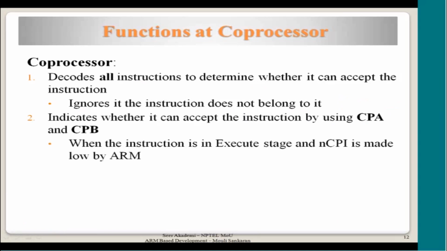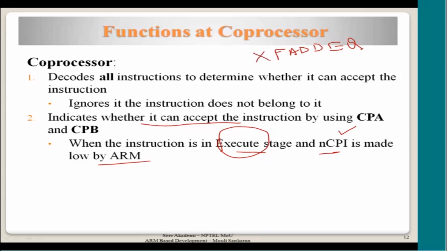The coprocessor indicates whether it can accept the instruction or not using CPA and CPB. When the instruction is in the execute stage and NCPA is made low by ARM, please remember, it should be in the execute stage and this should have been low. If it is not low, what does it mean? The ARM decided that the condition code failed. That means the instruction was, say, F add EQ, and the zero flag in the ARM core is not equal to 1. So this instruction should not be executed because the EQ condition is not satisfied.